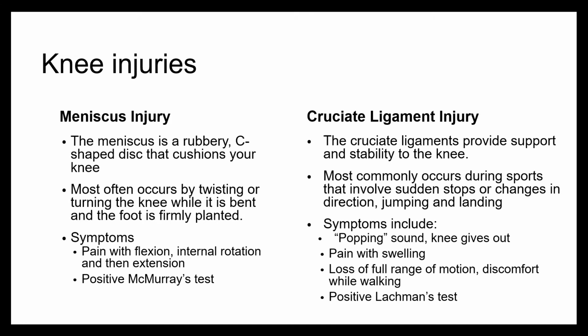And what we're going to see is if it's a meniscus injury, the McMurray's test would be what they would have a positive finding in. And if it's a cruciate ligament injury, they would see a positive Lachman's test. So first with the McMurray test, it's a two-step process. They're going to lay the patient back on the table. The doctor will hold the knee in one hand and the sole of the patient's foot in the other hand.